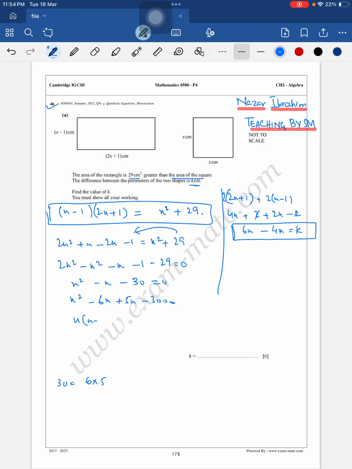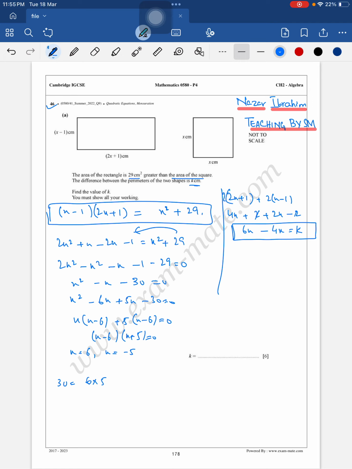So x(x minus 6) plus 5(x minus 6) is equal to 0. So (x minus 6)(x plus 5) is equal to 0. So x is equal to 6 and x is equal to minus 5. Now since this x is basically the part of the length, we cannot take it as negative, right? So it will be positive.